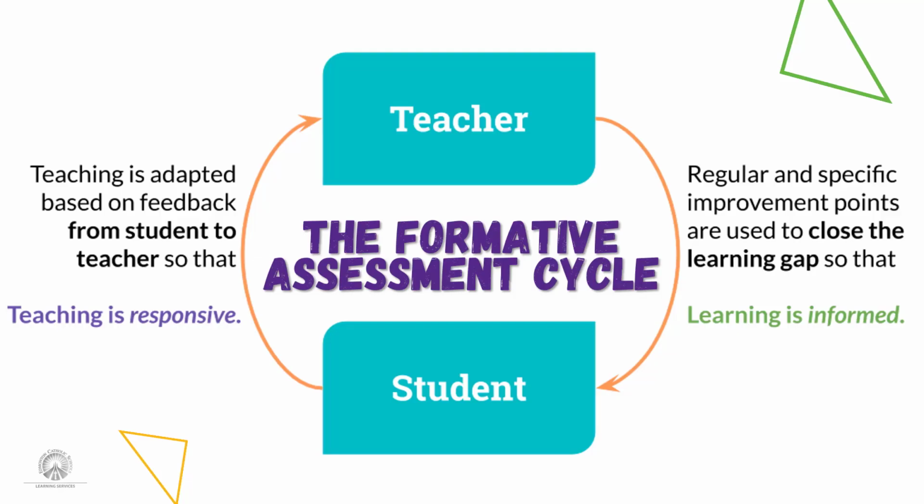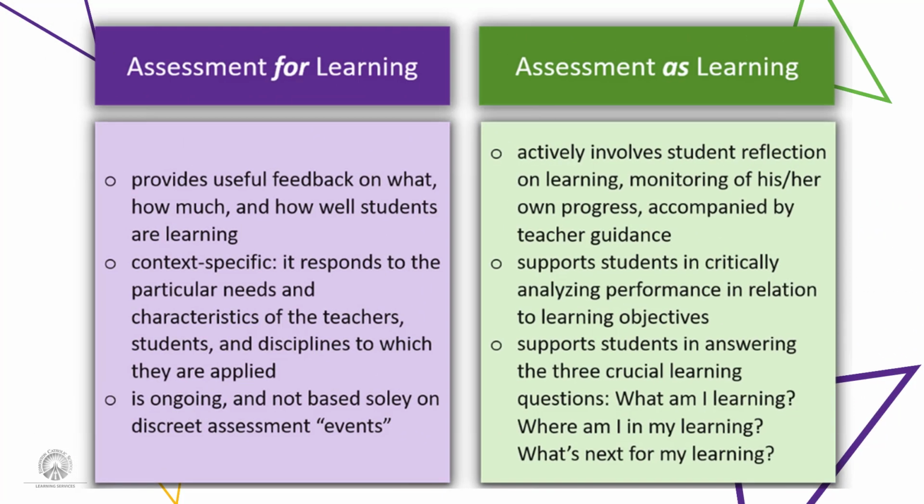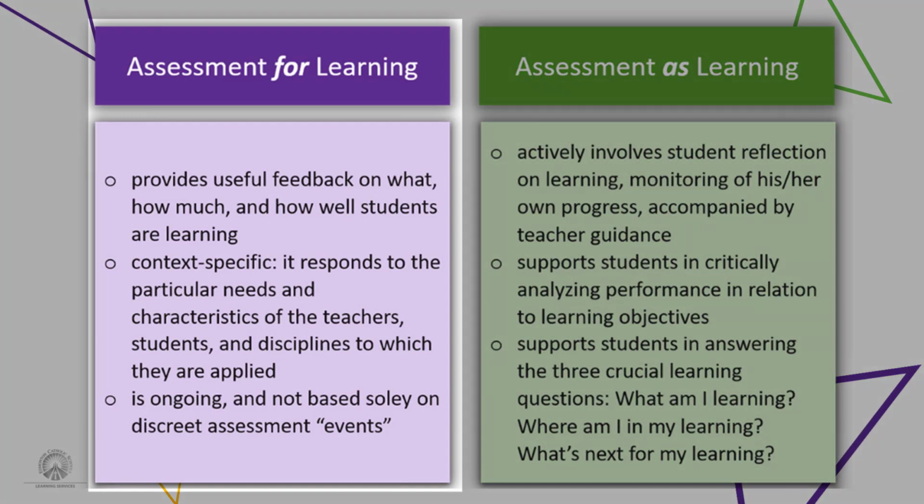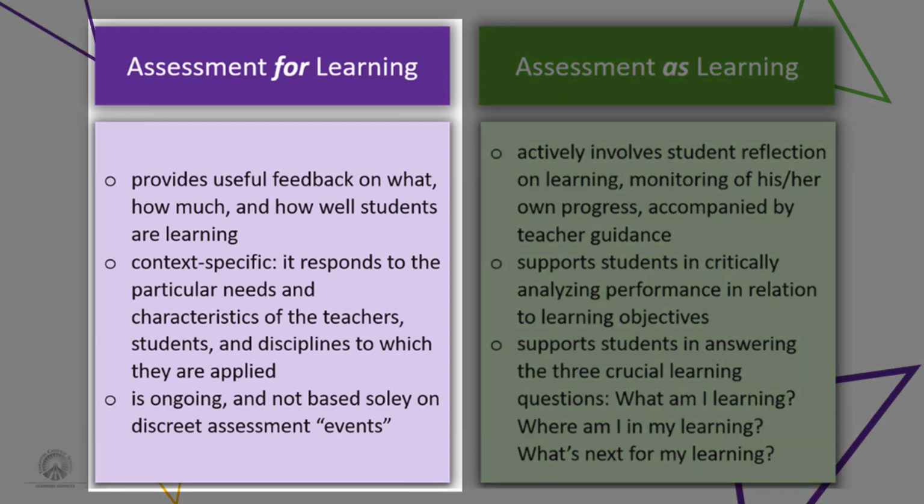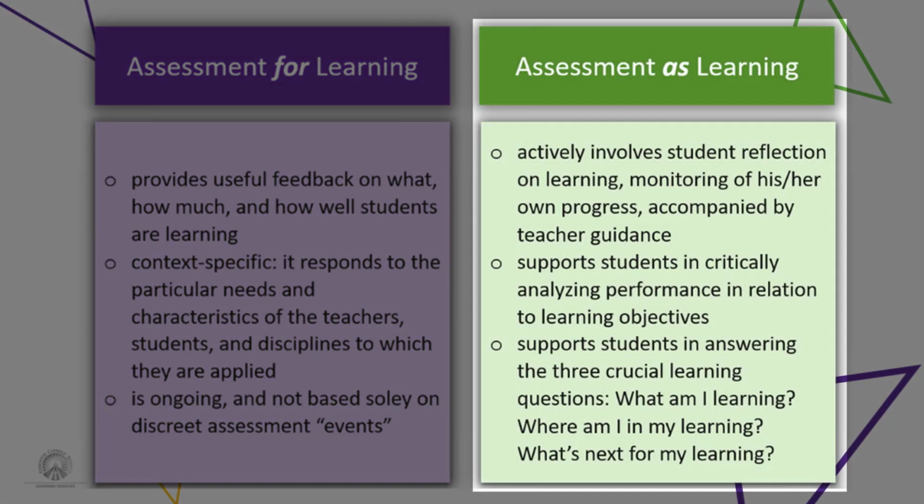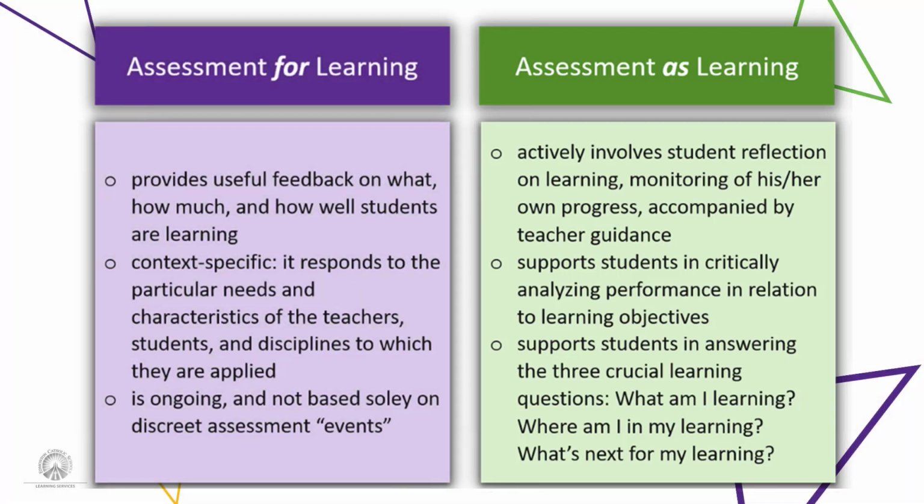As you've seen in previous videos of the series, the formative assessment process is a cycle in which teaching is responsive and learning is informed, thereby improving the learning of our current students. Formative assessment has two components then: assessment for learning, in which teachers use student learning information to guide their instruction and provide feedback to their students for the purpose of improving learning, and assessment as learning, in which students reflect on their learning, monitor their own progress, and implement the feedback they receive from each other and from their teacher to move their learning forward.